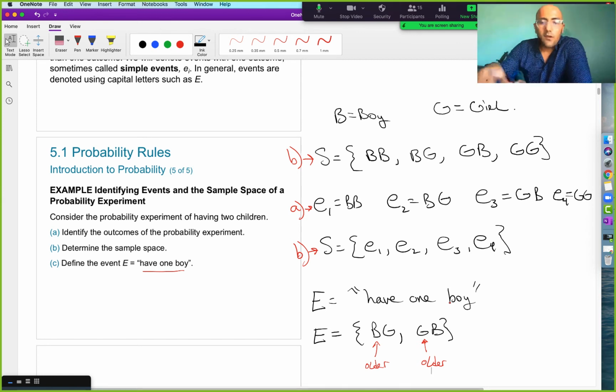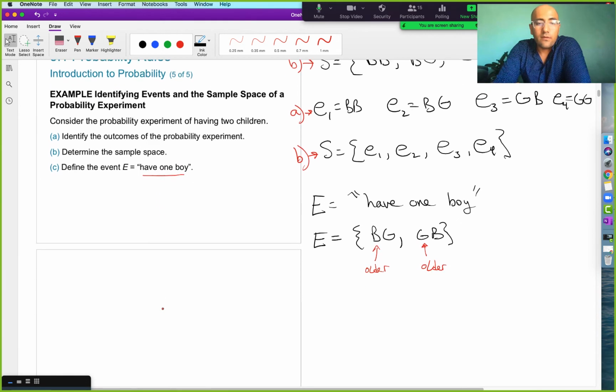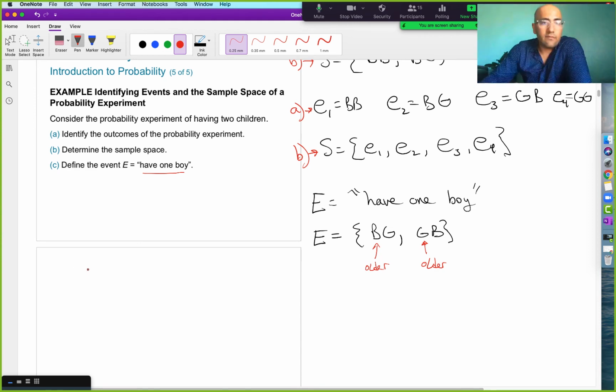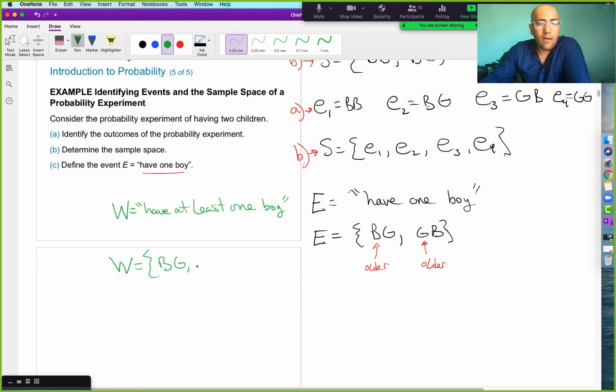Good. Okay, so now another kind of ambiguous thing here. I would have preferred this if it had said have exactly one boy versus have at least one boy, right? So what if this had said, event W, capital W equals have at least one boy. At least one boy, then that allows the possibility that we have a boy and a girl, or a girl and a boy, but at least one boy allows the possibility that we have two boys.